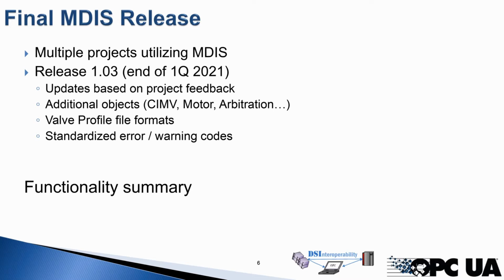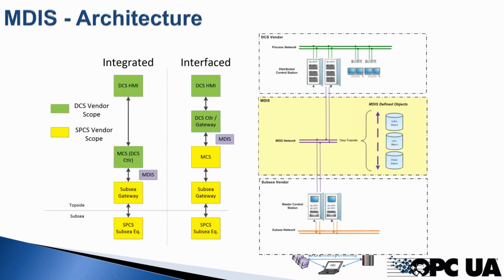So let me give you a quick summary of what MDIS is from an information model point of view. MDIS supports two architectures that are common in the MCS-DCS world: the gateway profile and an interface profile, so integrated and interfaced. One gets more data through it. With the other, the subsea system does a bit more of the work, so it's more for monitoring a little bit. But there's two different formats, and the primary difference is the amount of information being shipped between the two as far as the interface is concerned.